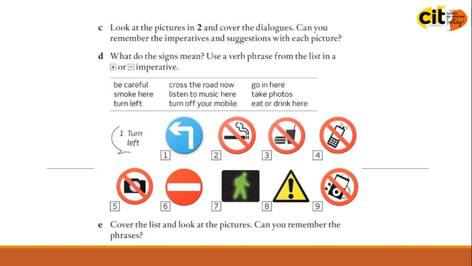And then in activity D, you have to look at the signs and you have to use a verb phrase from the box and create affirmative or negative imperatives. Okay, so you have be careful, smoke here, turn left, cross the road now, listen to music here, turn off your mobile, go in here, take photos, eat or drink here. So look at the pictures and create affirmative or negative imperatives, okay?